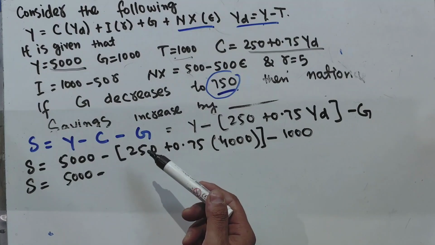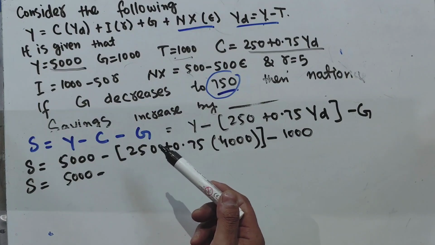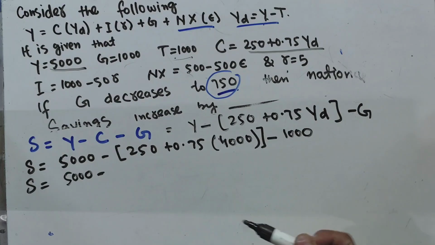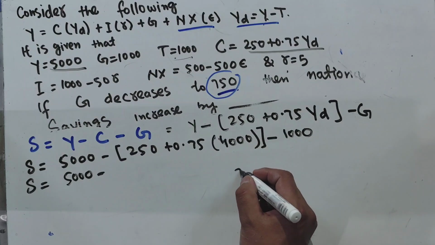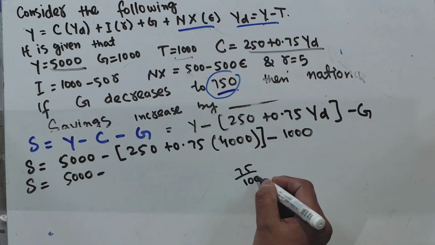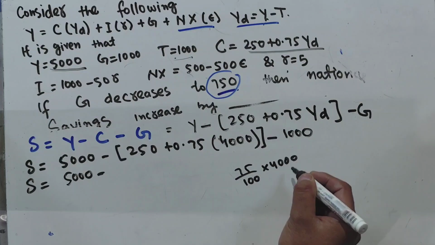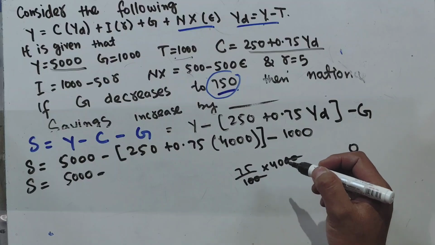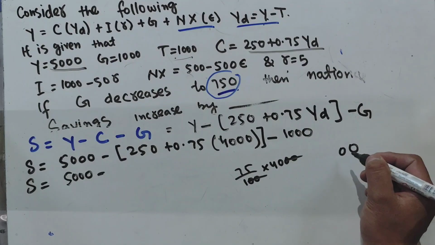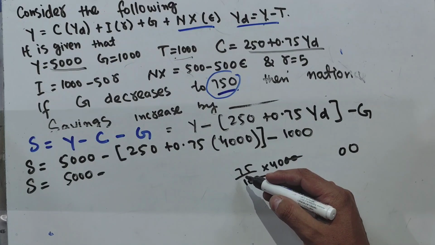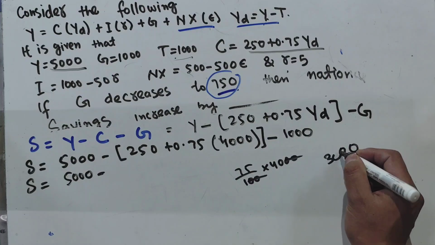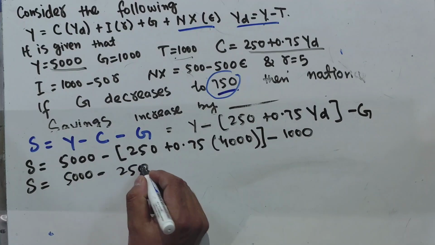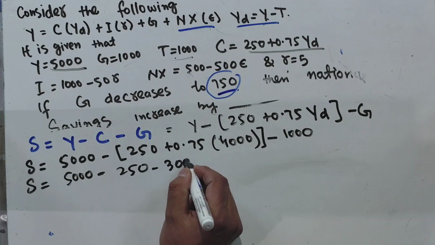Now let us see 75% of 4,000. So we have 75 divided by 100 times 4,000. I'm too lazy to do the calculation. So we have 0, 4 5s are 20, 4 7s are 28, 29, 30. So we'll get 3,000. So we have negative 250, negative 3,000.